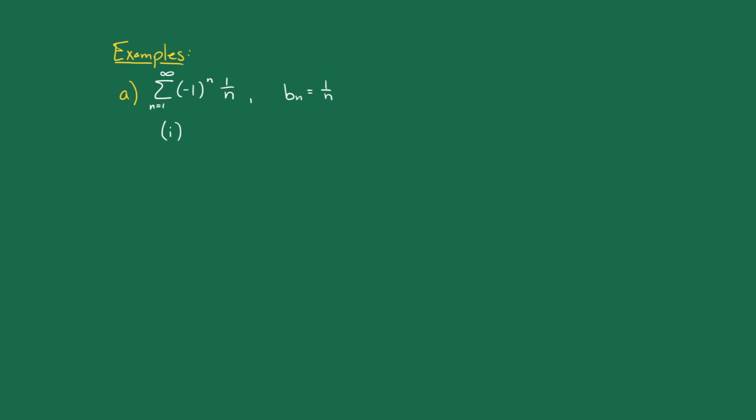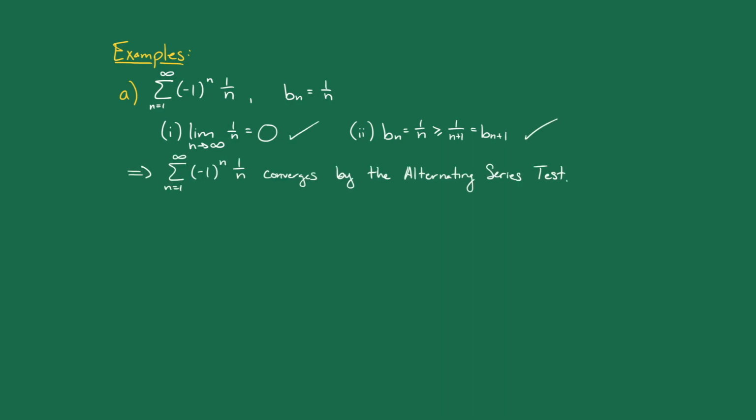For the first condition, we take the limit of the bn's, and we want to get 0, and that is indeed the case for this example. The second condition is that the bn's are decreasing. And again, this is true in our example, since dividing 1 by n plus 1 will give a smaller number than dividing 1 by n. Therefore, this series converges by the alternating series test.